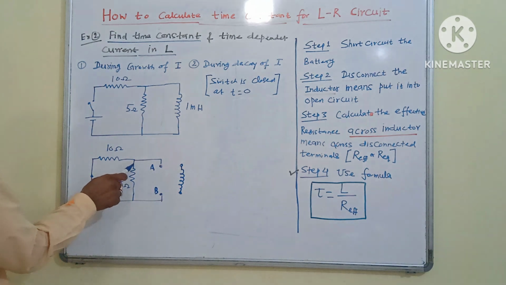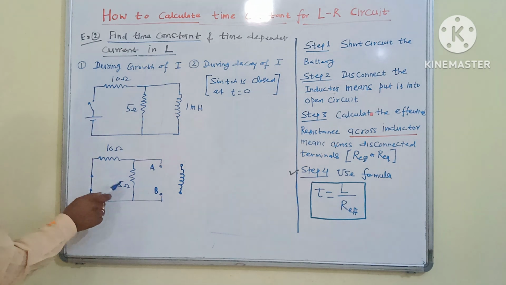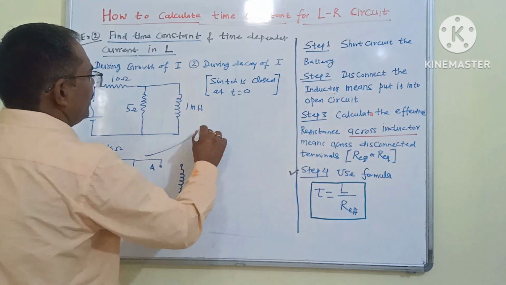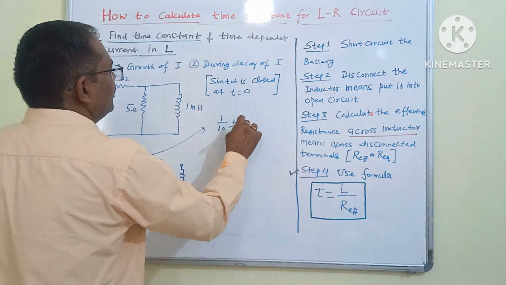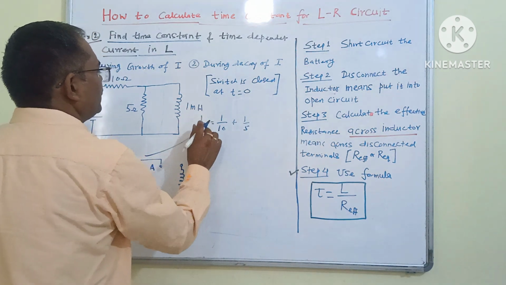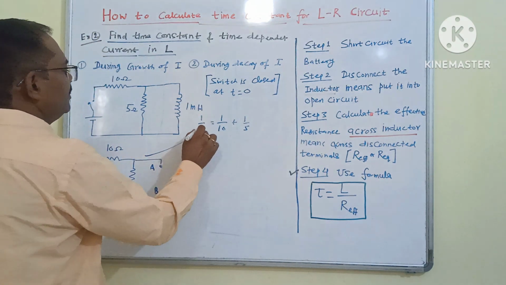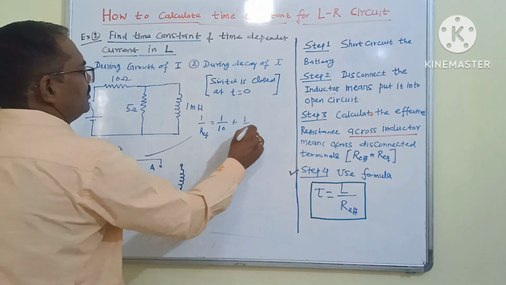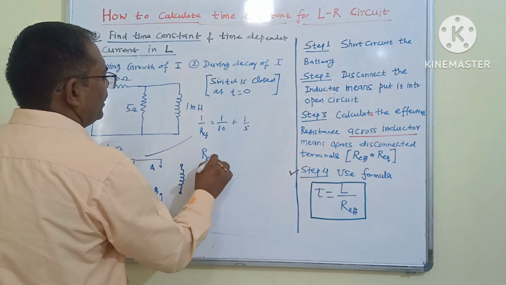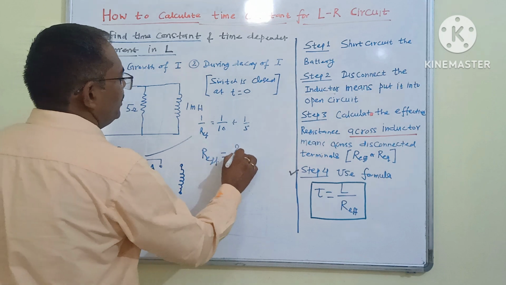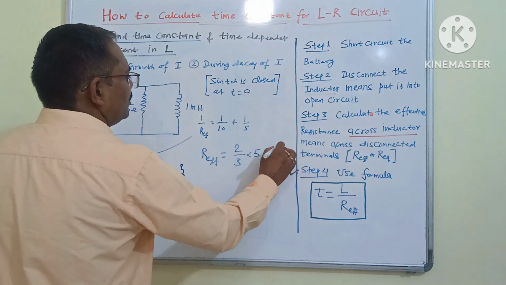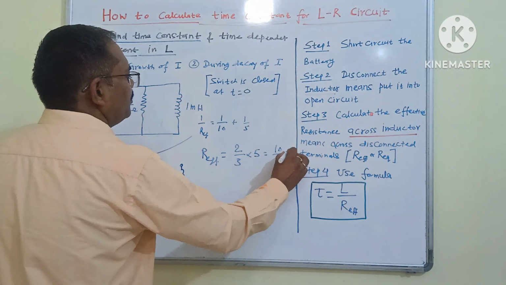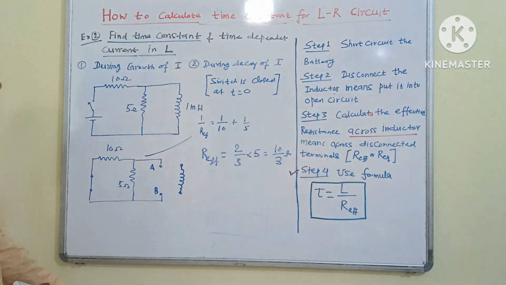So it is clearly seen from the figure that 10 ohm and 5 ohm are in parallel combination. So effective resistance for this value will be (1/10) over (1/5). It is the effective resistance because only two resistances are there. On solving, you can get R effective would be 2/3 of 5, or I can say it would be 10/3 ohm. This is the effective resistance.